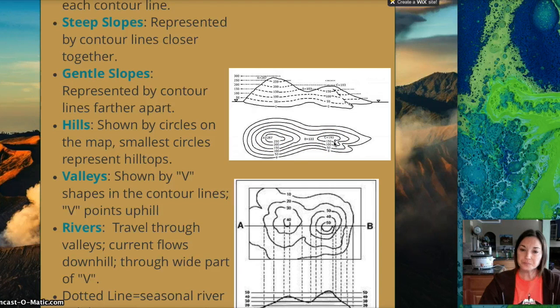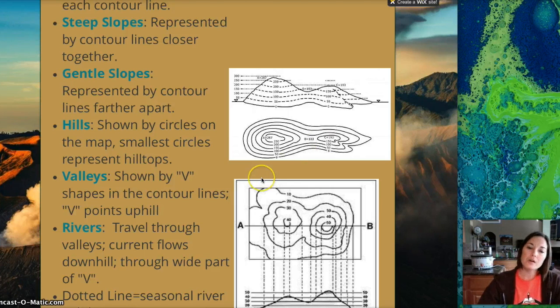And on this side, the last contour line is 150. The next one would be 200. It can't be 200 because that contour line's not there. And so it's got to be somewhere between 150 and 199. And so the elevation is actually 193. So you can definitely make some predictions as to how high the mountaintop or the hilltop could be based on the last contour line and then knowing what the contour interval is.